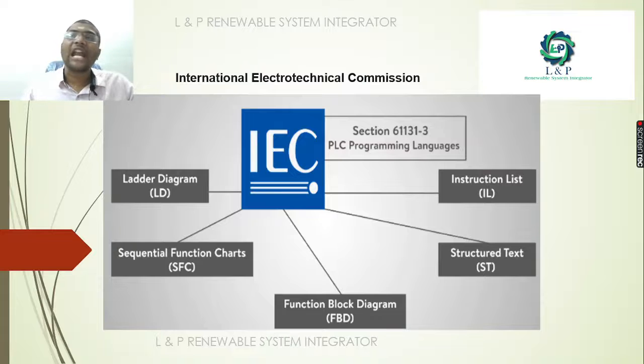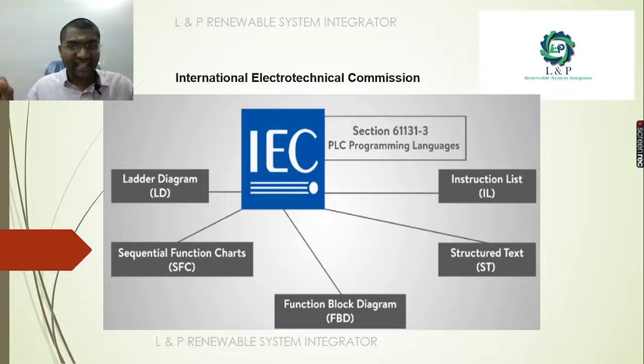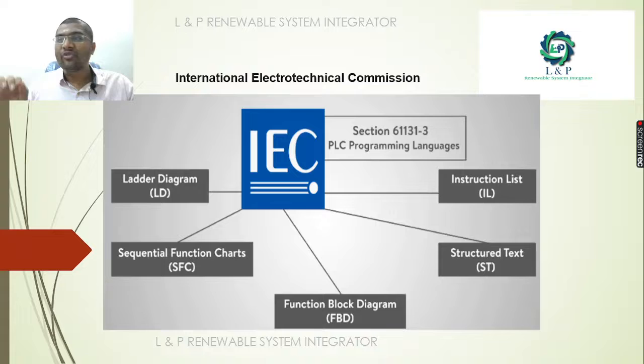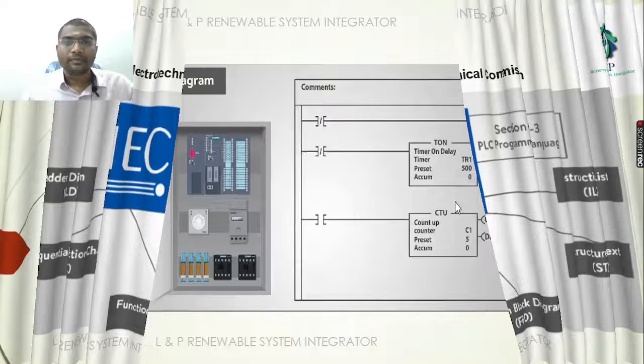The International Electrotechnical Commission has designed 5 different programming languages based on our requirement and the application that we're choosing. The first basic language is ladder logic, the second is sequential function charts, the third is function block diagram, the fourth is structured text, and the last one is instruction list.